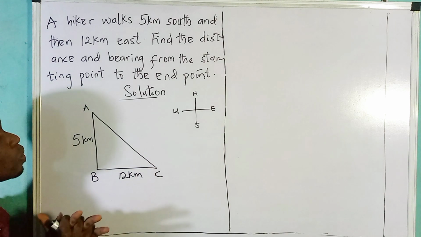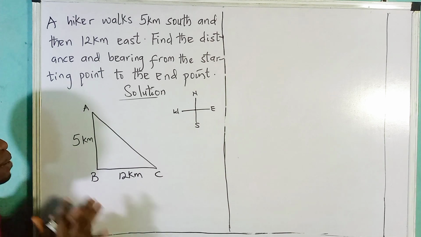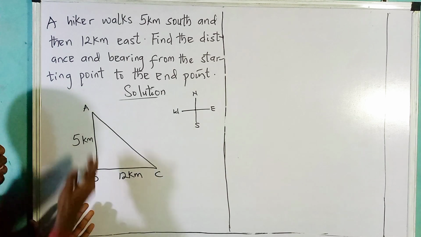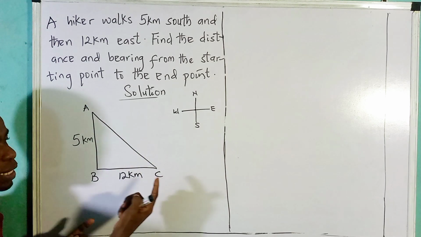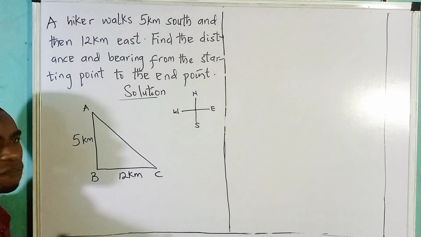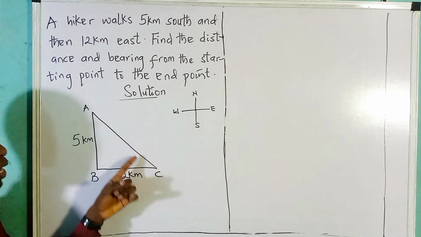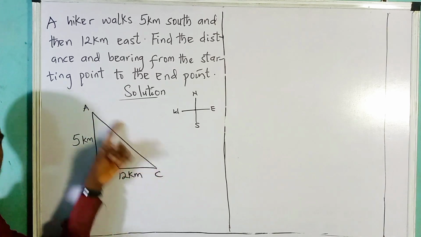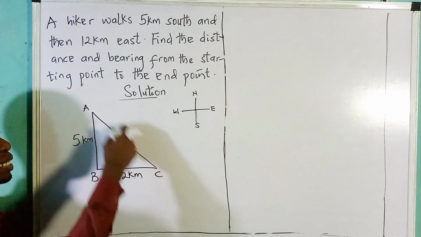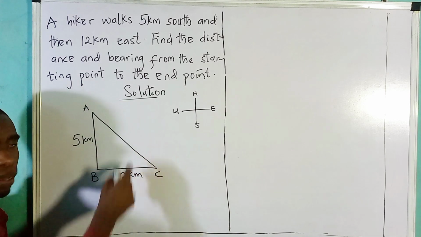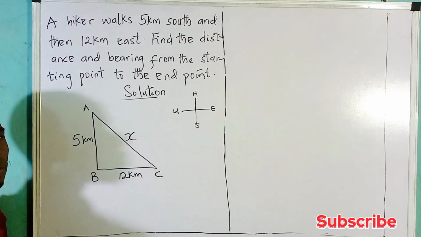Okay, now find the distance and bearing from the starting point to the end point. This is the starting point, this is the end point. So the first thing we're looking at, which is the distance, is the value of this line here. What is the kilometer that we are going to have here? Let's call this x, right?